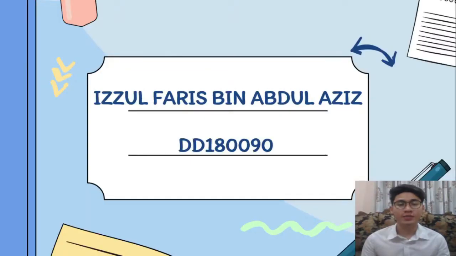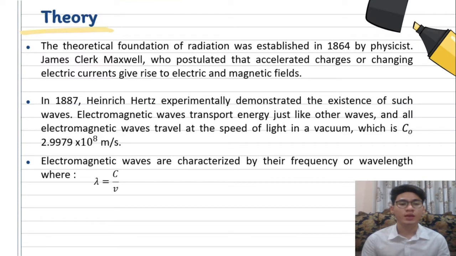Assalamualaikum and hi, my name is Izul Faris bin Abdul Aziz, and today I want to present about the theory of radiation. The theoretical foundation of radiation was established in 1864 by physicist James Clerk Maxwell, who postulated that accelerated charge or changing electric current gives rise to electric and magnetic fields. These rapidly moving fields are called electromagnetic waves or electromagnetic radiation, and they represent the energy emitted by matter.